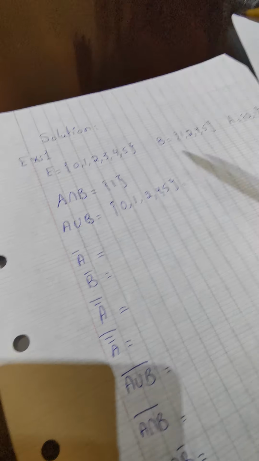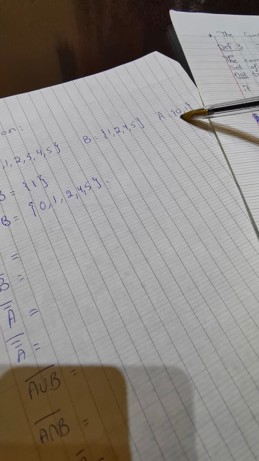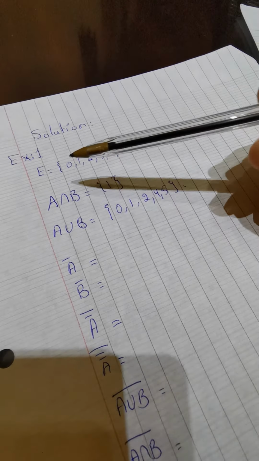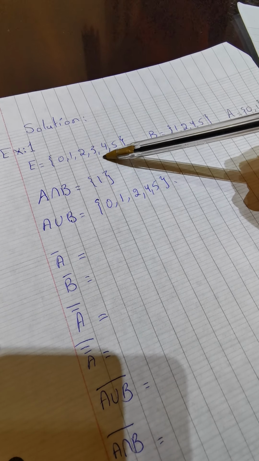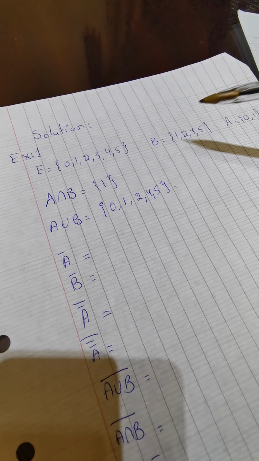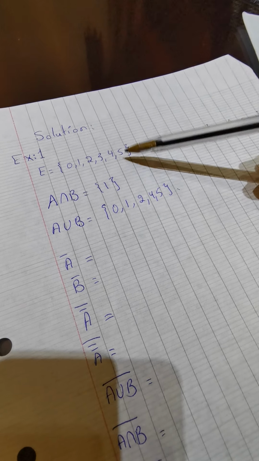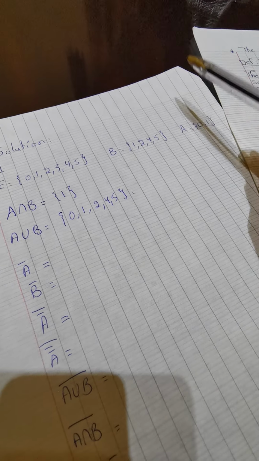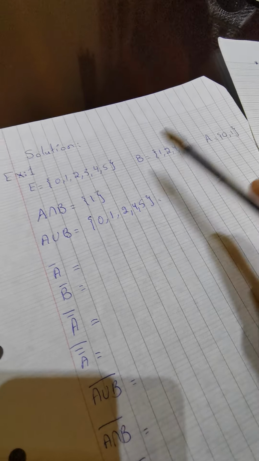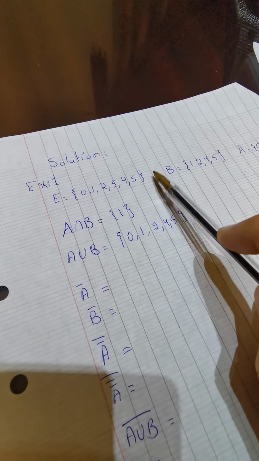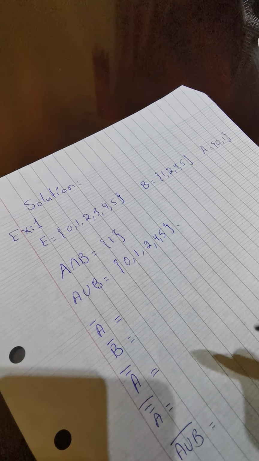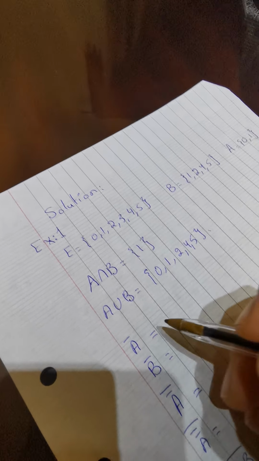Now A bar. We will look at A. The elements of A are 0, 1, and we will look at set E. It is 0, 1, 2, 3, 4, 5. What are the elements that are not in A but in E? It's like we are subtracting A. We will remove 0, 1 from E, and we will get 2, 3, 4, and 5. So A bar is 2, 3, 4, and 5.